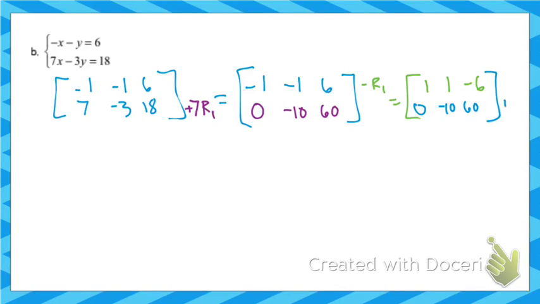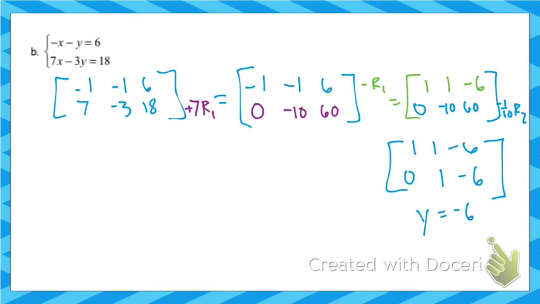And then I'm going to do negative 1/10 of that row. And that makes that row now 0, 1, negative 6. So now when I solve this system, I know that y equals negative 6. I know x minus 6 equals negative 6. So x equals 0.